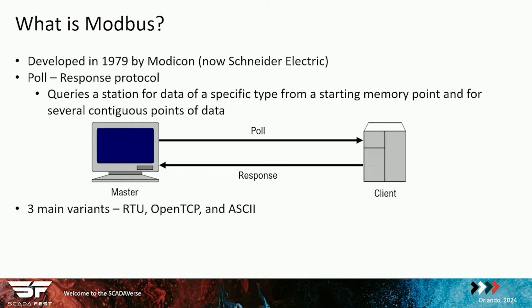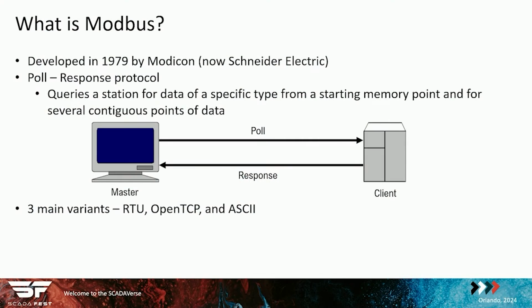There's RTU, which was the original serial version of the protocol. OpenTCP is the modern version of the protocol. And then there's ASCII, which is basically RTU, but double the data because people wanted to see it pretty over the wire for some reason. Modern scanners and protocol scanners make that kind of redundant. So I don't really see any ASCII use anymore, unless you have legacy hardware, that's what it supports.